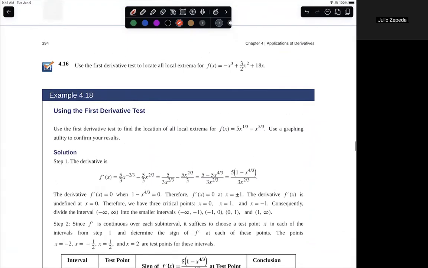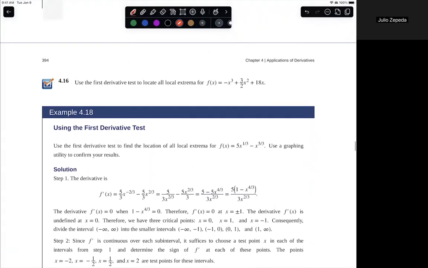So now I do want to do a more complex problem. So here's example 4.18, which is a good one because it's a little bit more complicated. So let's take a look at this one.